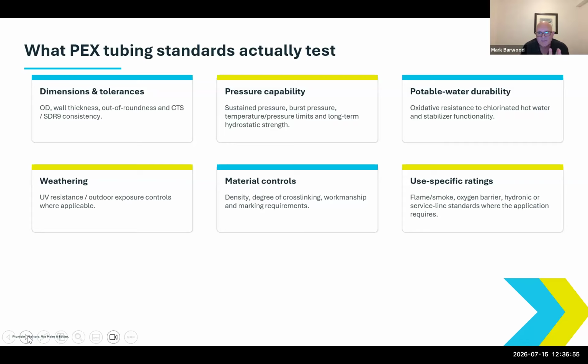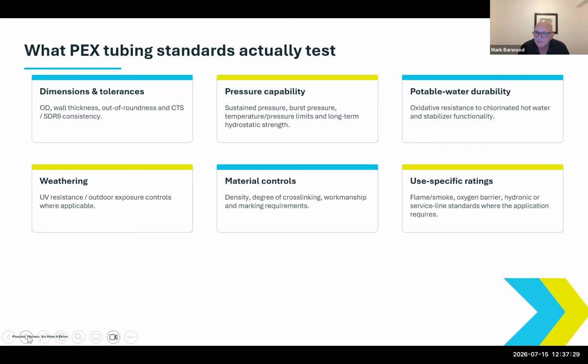Weathering: because it's plastic, there has to be a UV inhibitor in the pipe. In the early days, PEX wasn't UV stabilized, and we used to warn people, hey, don't leave it out in the sun too long. So just know that pipe has to be UV resistant, and outdoor exposure is not good for PEX. Material controls: density, degree of cross-linking, workmanship, and marking requirements. Those are all things that are referenced in the standards.